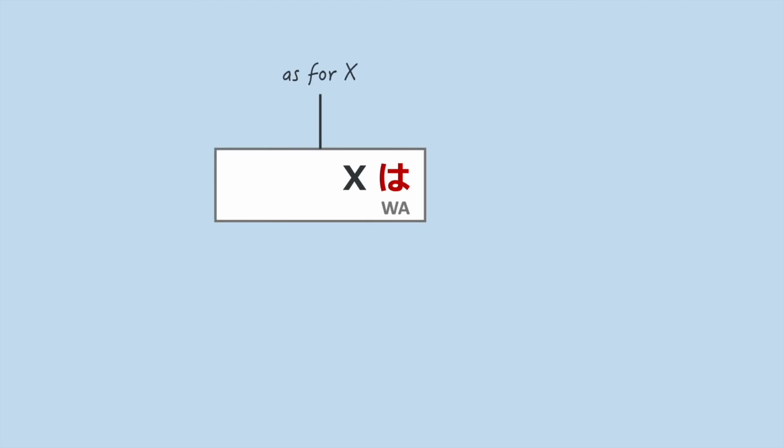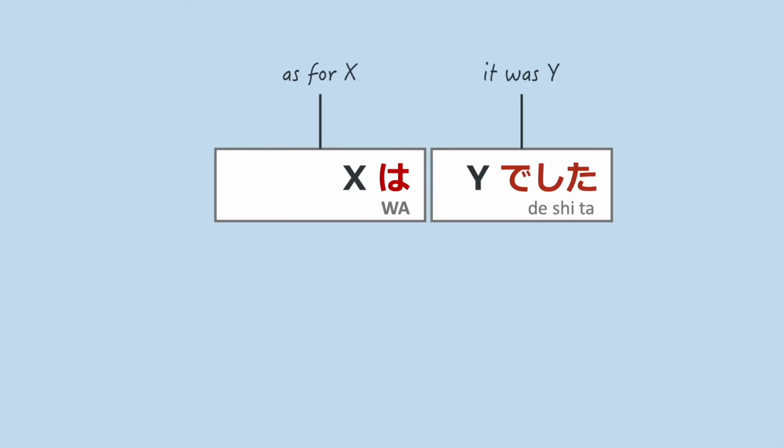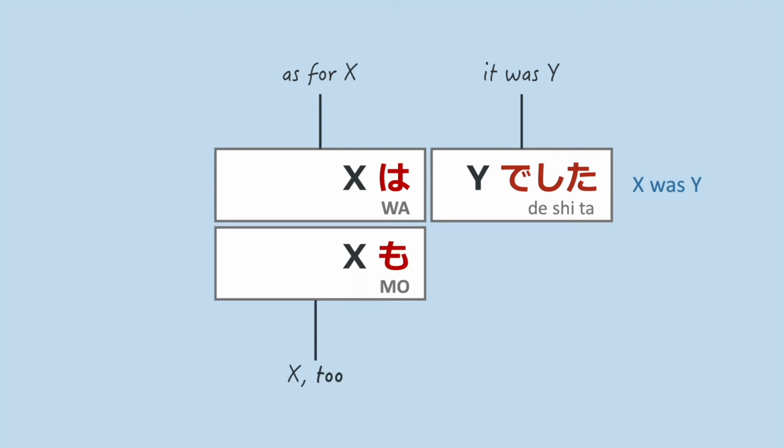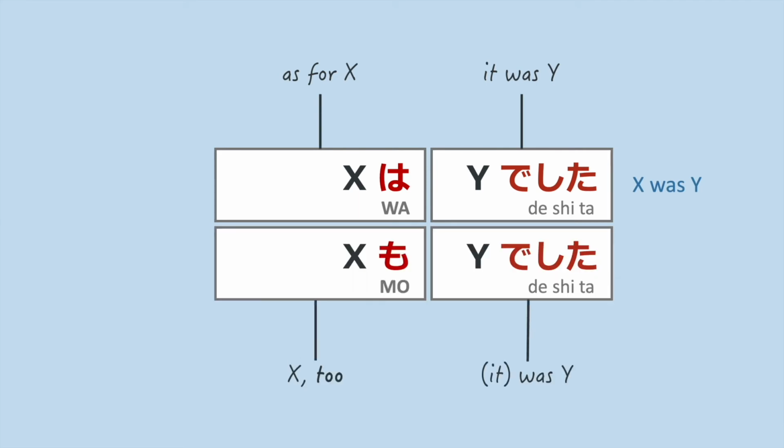We can use the も particle for the past tense as well. X は Y でした means X was Y. X も Y でした means X too was Y. Let's see some examples.